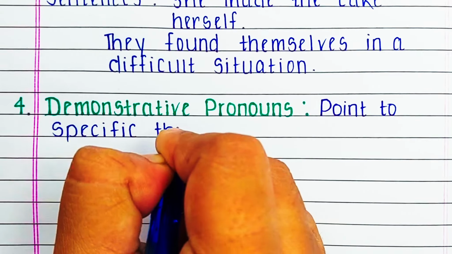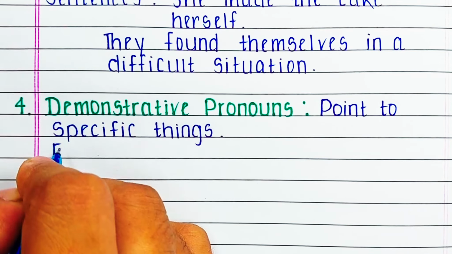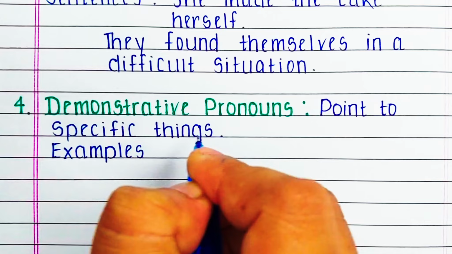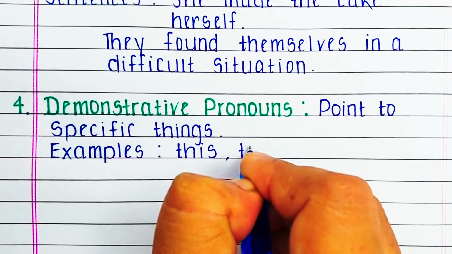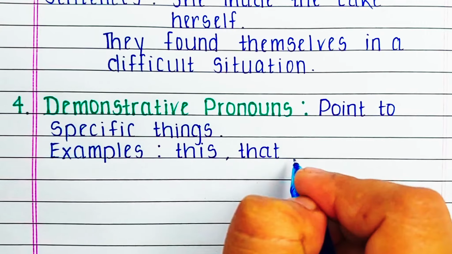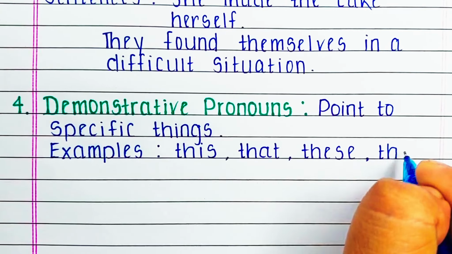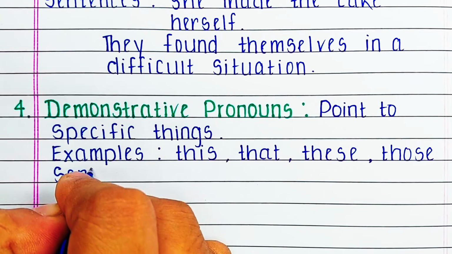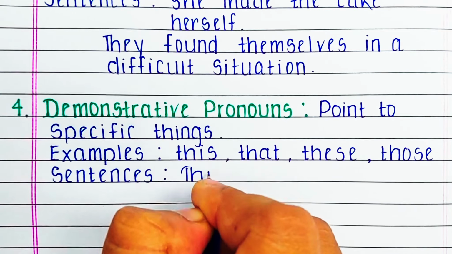Next type of pronoun is demonstrative pronouns. Demonstrative pronouns point to specific things. For example, this, that, these, those, etc. Let's understand this with the help of some examples.